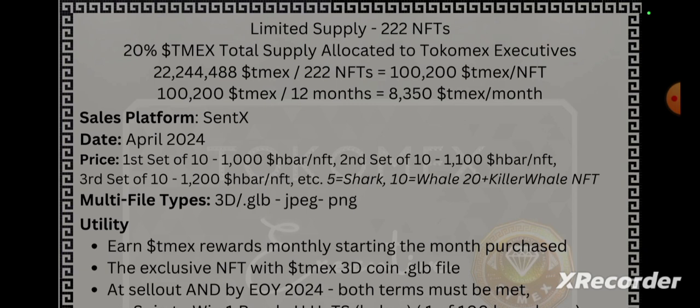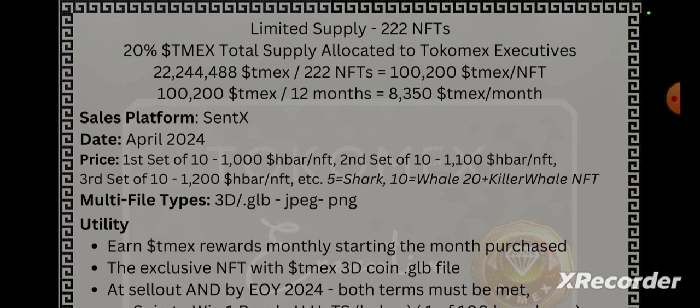And that is guaranteed. We do not stop that. You do not have to like, comment, retweet, or do anything. Just your support through purchasing your Tokomex executive status, that is how you earn your reward in TMEX token.